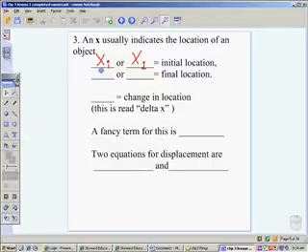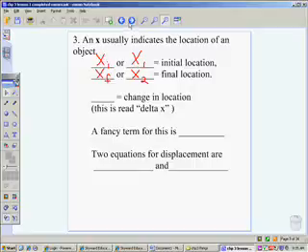For instance, x with a subscript i or x with a subscript 1 will be the initial location. X subscript f, or x subscript 2, is the final location. We could have others as well. X sub 3, x subscript 4. I've even seen subscripts of a's and b's and c's. But these are the ones that I'm going to be using most often. And to shorten things up, instead of saying x subscript f, I'll just say x sub f or x sub 2.